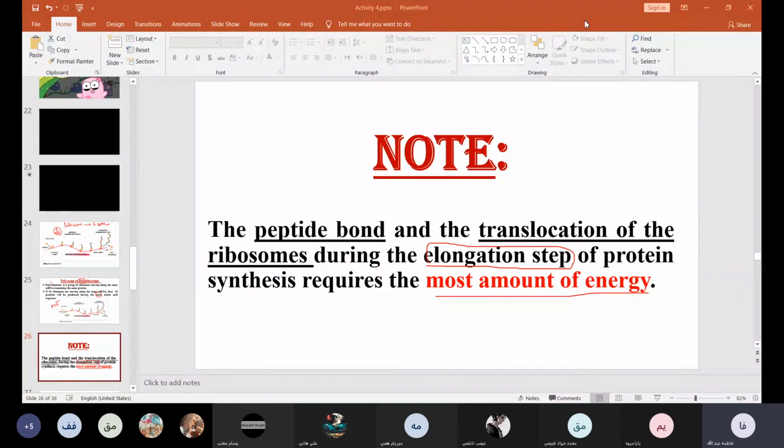Okay. Elongation needs the most amount of energy.